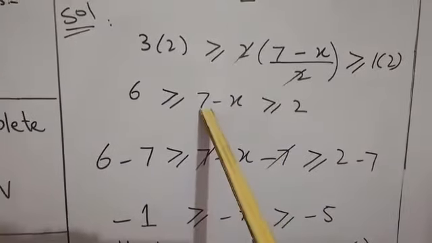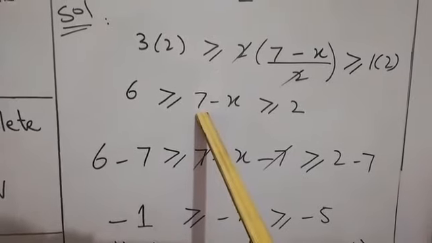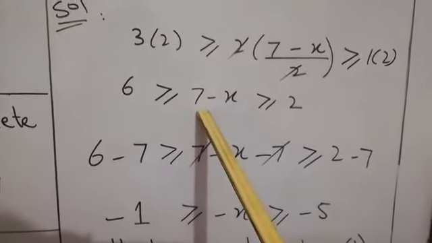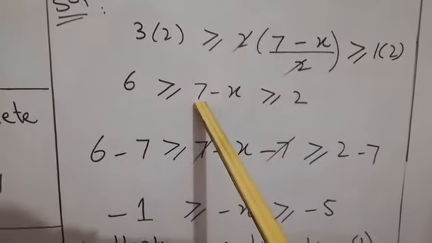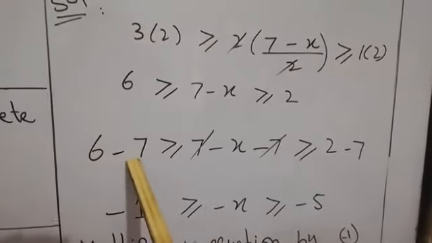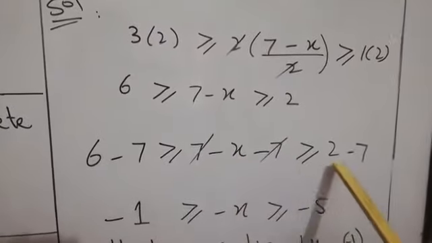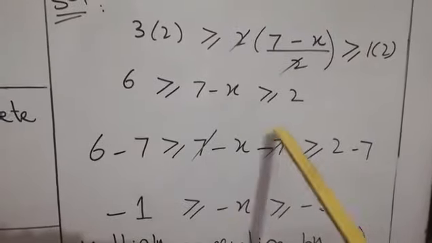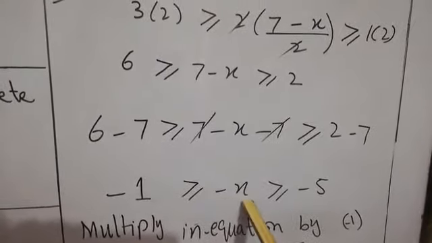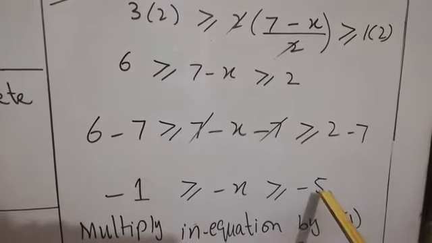Again, my dear students, since there is a constant value in this inequation, first of all, to remove this value, we will subtract 7 in each term. So put minus 7 in each term of the inequation. Here 7 will be cancelled by minus 7, and we will get minus 1 is greater than or equal to minus x is greater than or equal to minus 5.